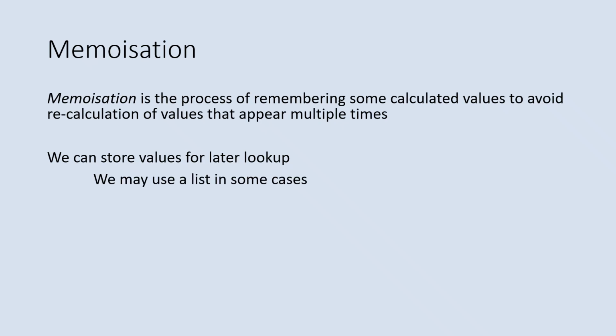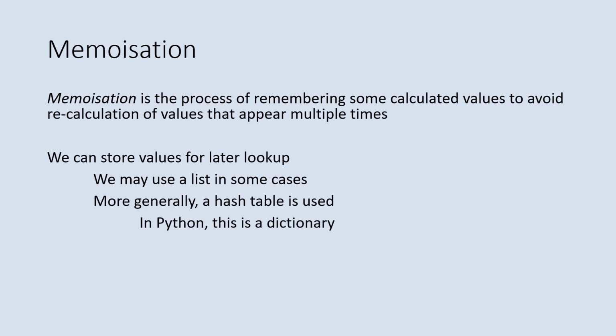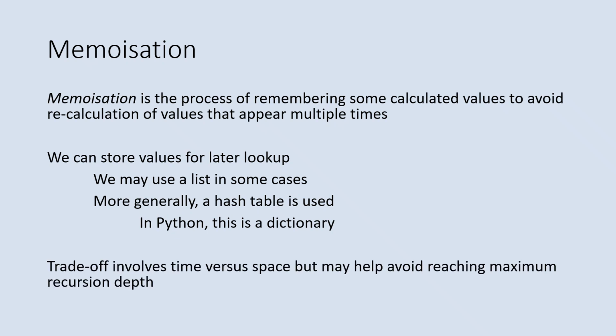Store these values for later lookup. We may, in a simple case, just use something like a list, but typically when we care about speed, we will use a hash table, which in Python is a dictionary. So we have the key value pairs, and we're able to get those values much more quickly and readily. Memoization can help avoid some of those pushes to the stack. We record some information and then do a lookup on that information.